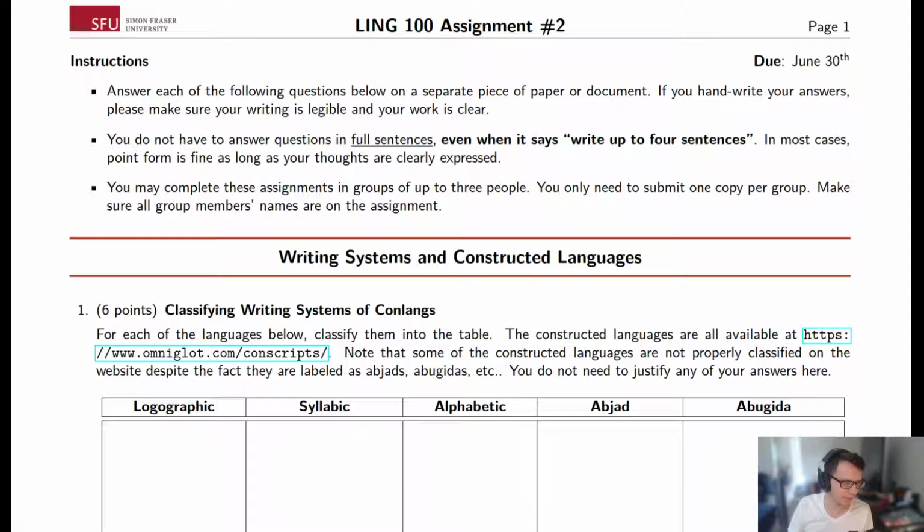If the question says write it in sentences, you can still do it in point form. So a lot of you wrote tons of paragraphs and lots of words on the last assignment. You don't have to do that. You could do point form if you want. Just get your idea expressed. Okay, so let me go over each of these questions to give you a little background.